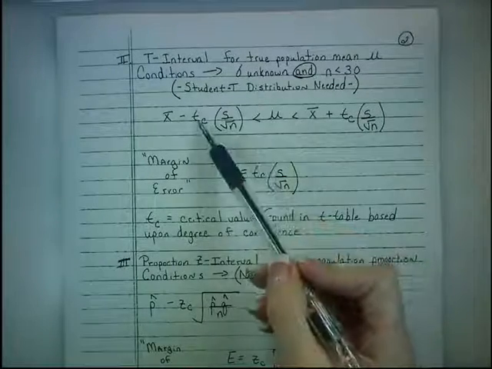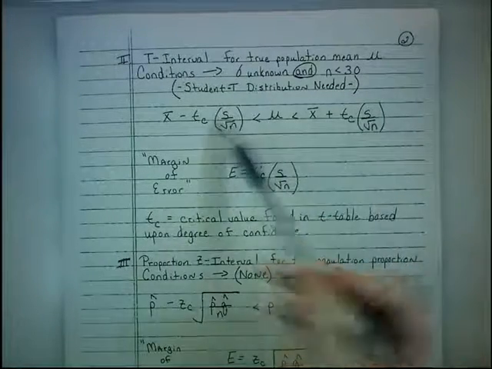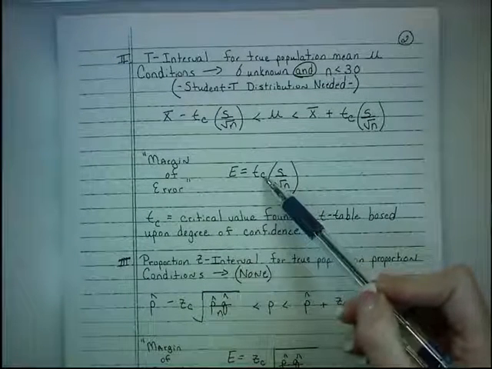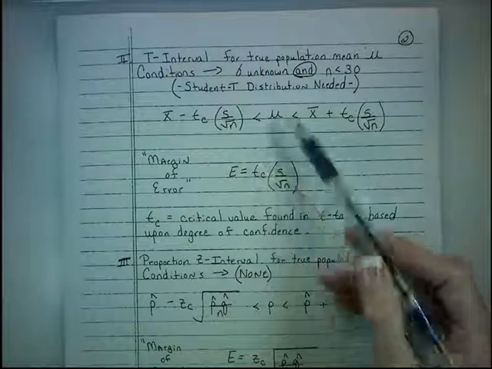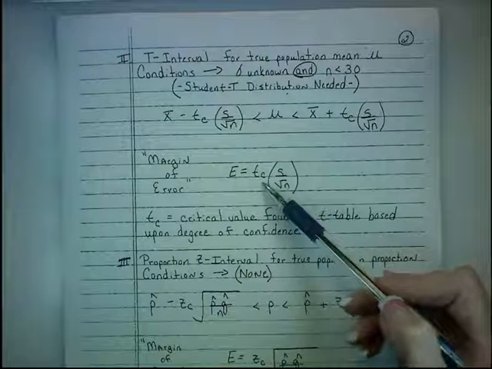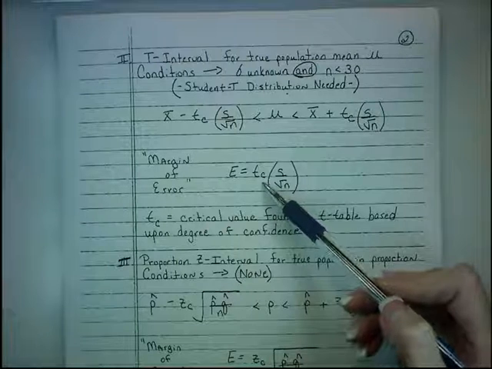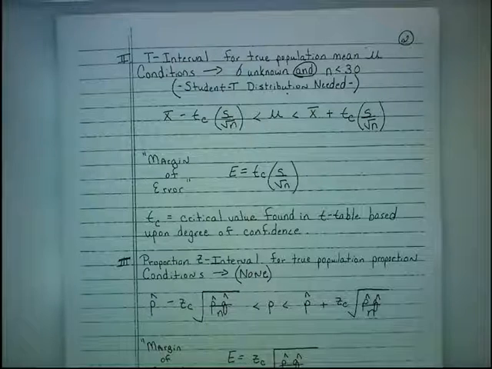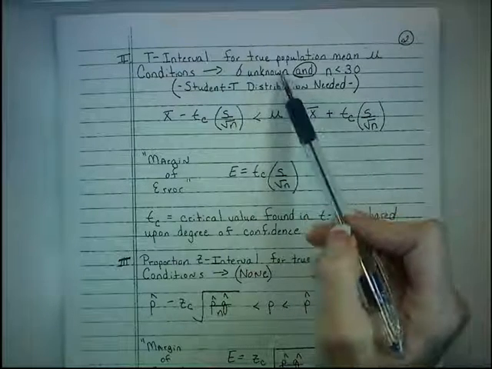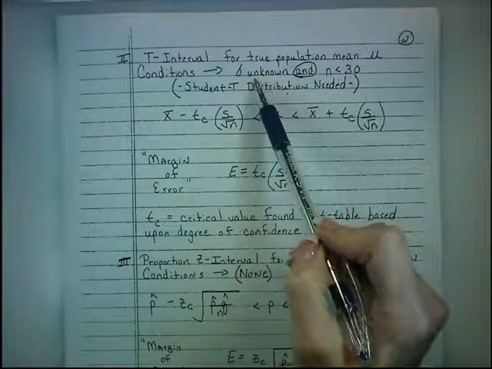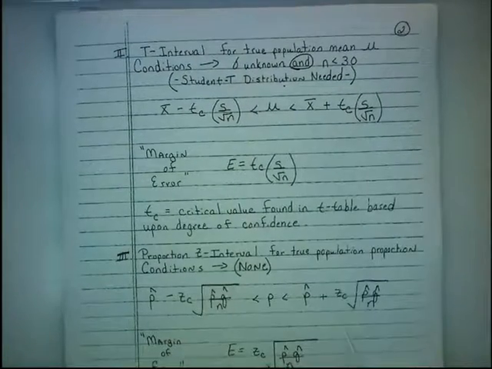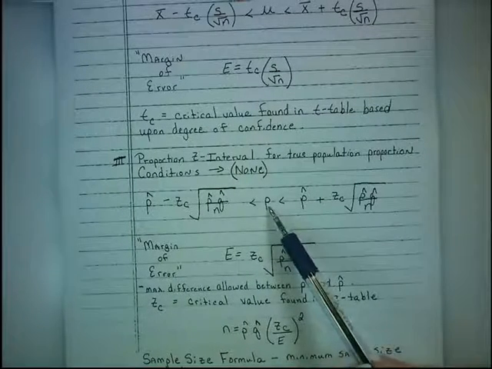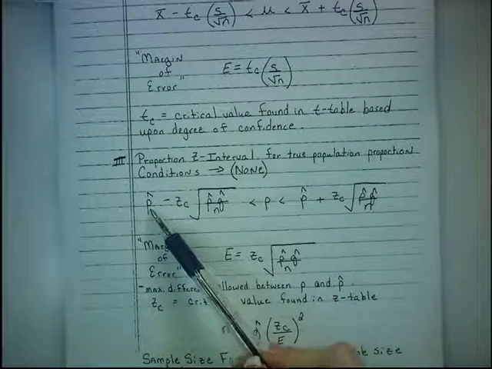Again, the number you subtract, the number you add, you can see is the same, and it's called E, the margin of error. T is the critical value found from the t-table. I will teach you about the distribution and how to find those critical values. Again, those critical values are based upon the given degree of confidence. S is the given sample standard deviation. So if sigma is unknown, they have to give you S, or you have to find S from the raw data.